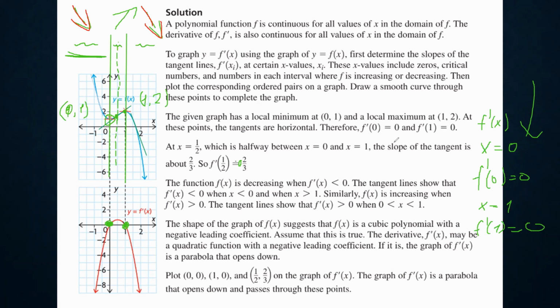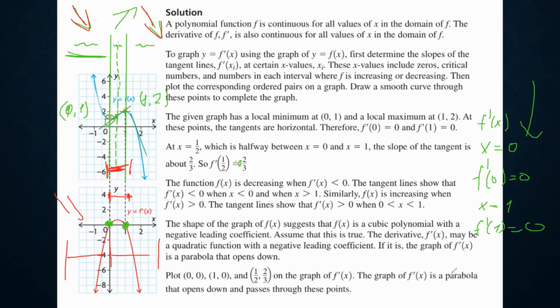Negative sign. Similarly, f of x is increasing when f prime of x is greater than 0. The tangent lines show that f prime of x is greater than 0 in the interval from 0 to 1. Here. Do you see it? Yeah. So let's go to our derivative. We know that in this area, it should be positive, right? Yeah. And in these two intervals, it should be negative.